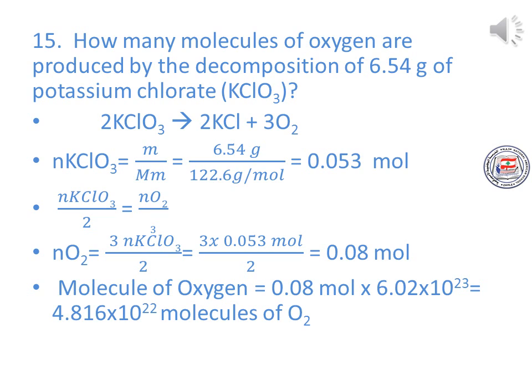Then we write number of moles of potassium chlorate divided by the coefficient 2 equal to the number of moles of oxygen divided by the coefficient 3. So number of moles of oxygen equal 3 times 0.053 moles divided by 2, and the answer is 0.08 moles. The last step, molecules of oxygen equal 0.08 mole times Avogadro's number equal 4.816 times 10 to the power 22 molecules of oxygen.